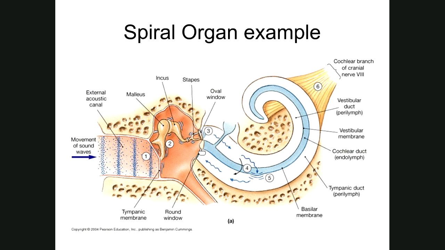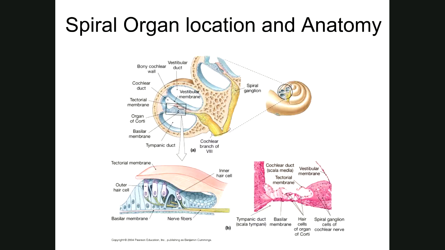Both the scala vestibuli and the scala tympani contain perilymph. So here's the vestibular duct or the scala vestibuli. Here's the tympanic duct or the scala tympani. These two ducts contain perilymph. Here is the osseous labyrinth around here. There's the membranous labyrinth that's been pushed to the side. And you know that outside of the membranous labyrinth, the fluid is called perilymph. And so perilymph's in the vestibular duct and in the tympanic duct.